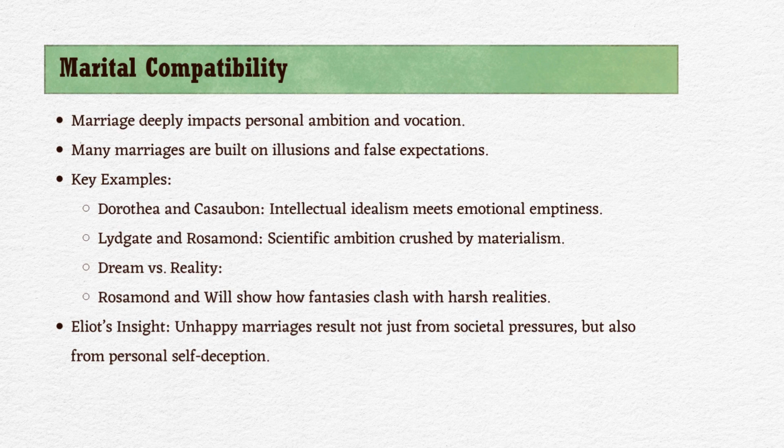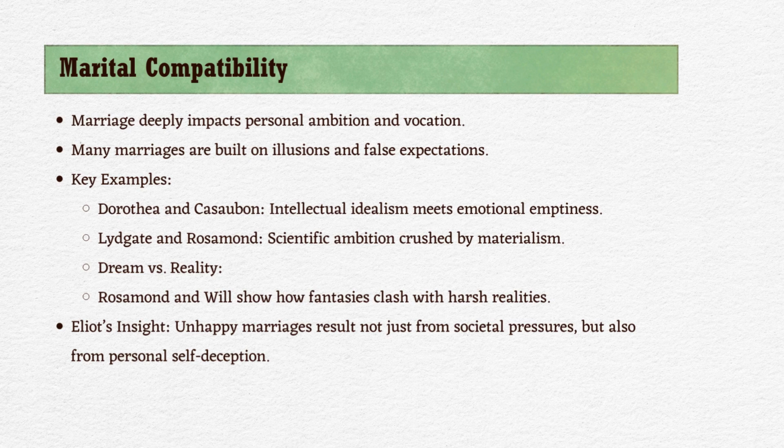Characters like Rosamond and Will Ladislaw further highlight the gap between dreams and reality. Rosamond's fantasies about marriage clash sharply with the practical hardships she faces, and Will, who brings emotional warmth and companionship, stands in contrast to Casaubon's emotional coldness. Eliot makes an important point here. It's not just societal pressure that leads to unhappy marriages. Individuals themselves, men and women, often create false ideals and unrealistic expectations that doom their relationships.